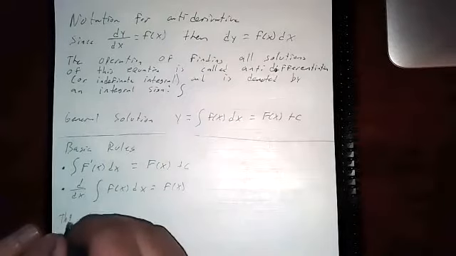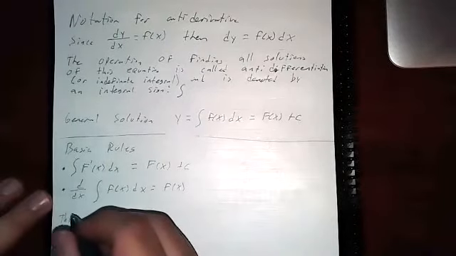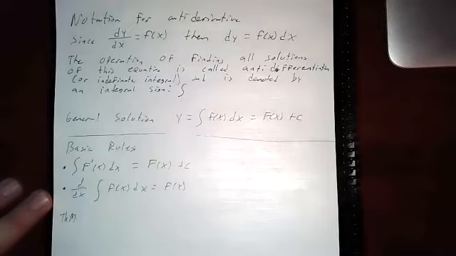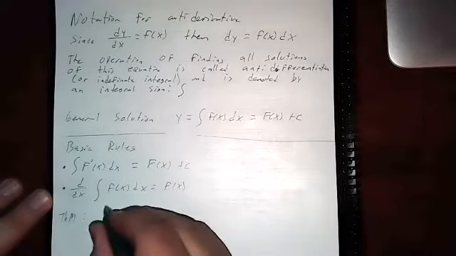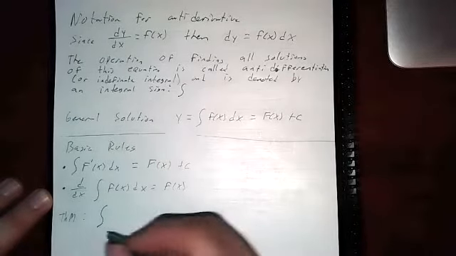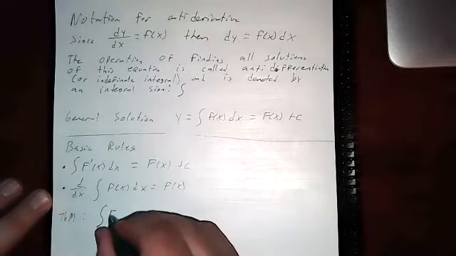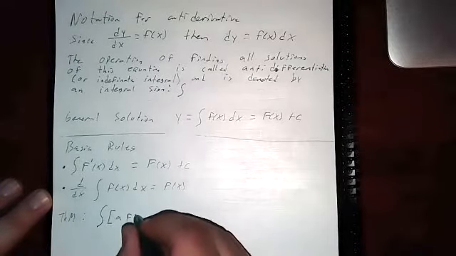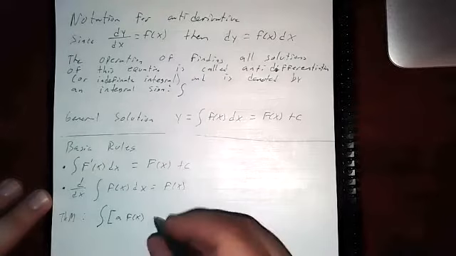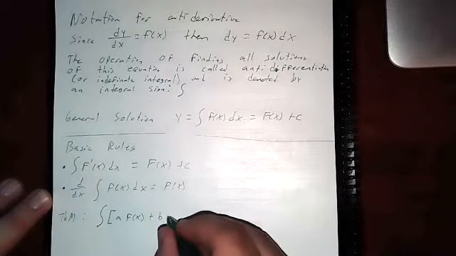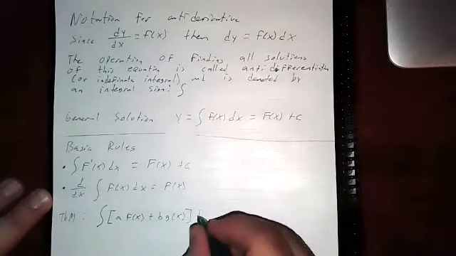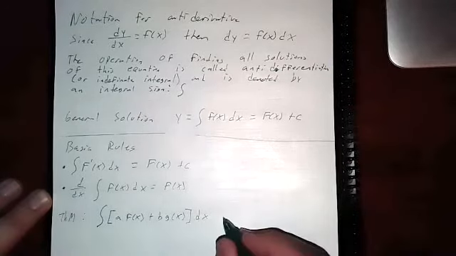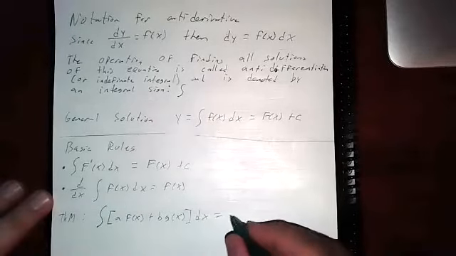Some more theorems. Some properties of the integral is you can factor out constants outside the symbol. So if you have some number a times a function, plus some number b times another function, then you can separate it this way.